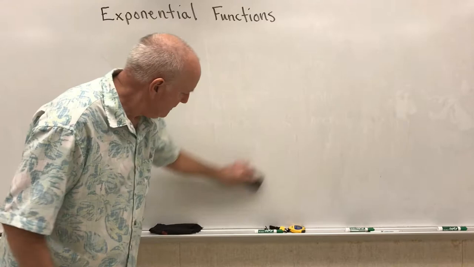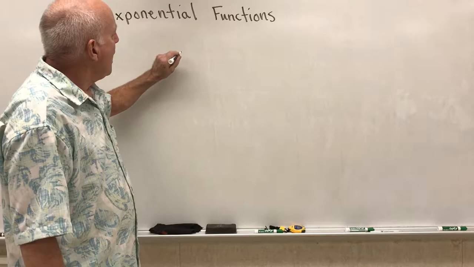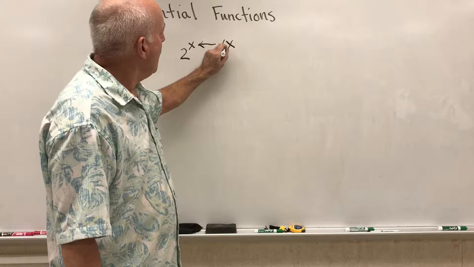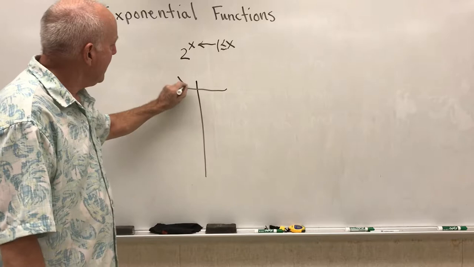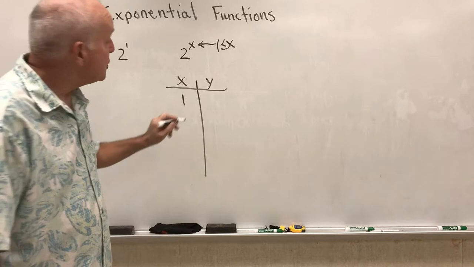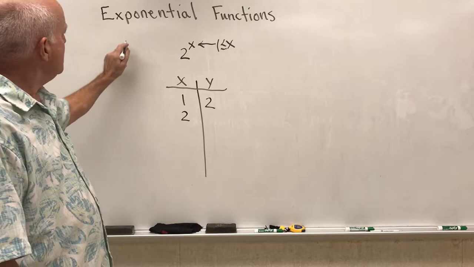So we're going to be looking at this, where we have a number raised to the x power. And for this, x is greater than or equal to 1. So let's just make a table, x and y. All right, so when x is greater than or equal to 1. So when x is 1, we have 2 to the first power, which is just 2. All right, when x is 2, now we have 2 to the second power. So that means y is 4.